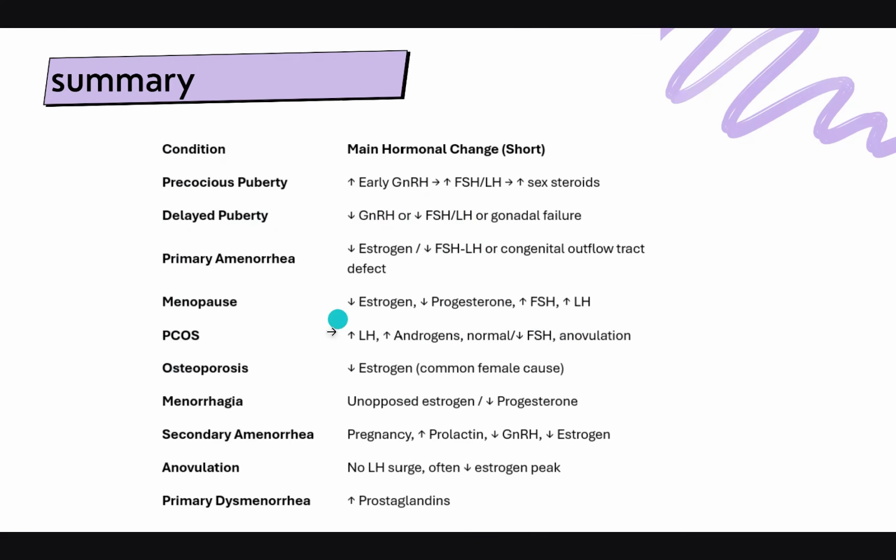PCOS, again, the main cause is increased LH. Again, this increased LH will lead to increased androgens, and this leads to anovulation. What is the cause of osteoporosis in females? Again, this is low estrogen.